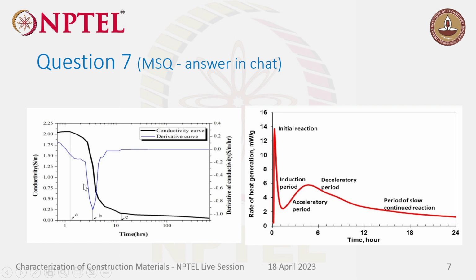So why is this happening? There is a drop in conductivity and there is a drop in heat generation also. So here we can see that this period is the induction period. There is a drop in conductivity and the heat due to hydration is also not releasing. It's getting decreased. So here we could understand the diffusion of ions is not much happening. Dissolution of ions is not happening.